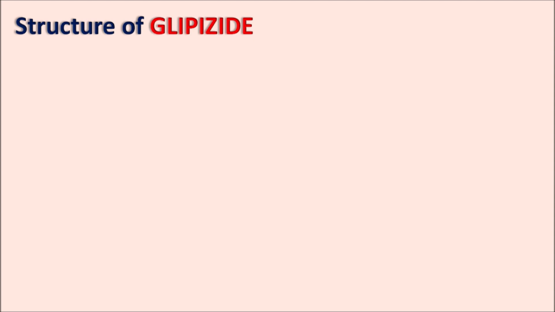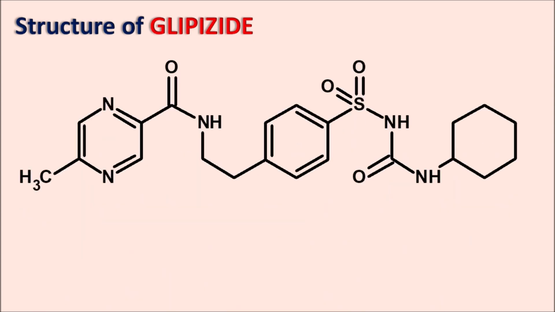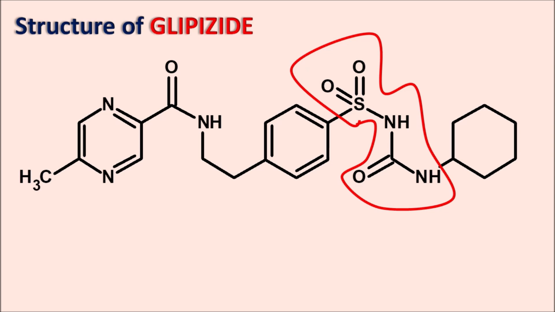What is the structure of glipizide? So this is the structure of glipizide, and here we can observe the sulfonylurea moiety. Let us give the numbering to this urea initially. So we can give the first numbering to this nitrogen because it is attached with the cyclohexyl ring, which alphabetically comes first. So this is the second one and this is the third one.